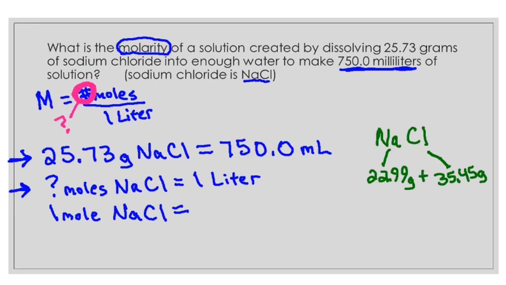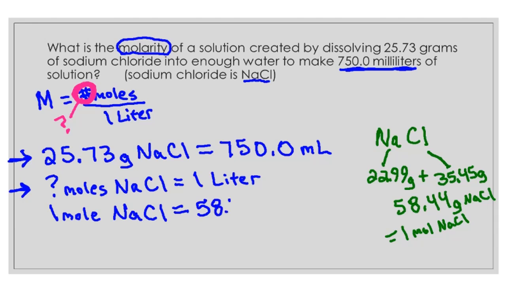So now we need to add these together. So 22.99 plus 35.45 equals 58.44 grams of sodium chloride equals 1 mole of sodium chloride. So let's put that in our data table. So we have the 1 mole of sodium chloride already written out. So that equals 58.44 grams of sodium chloride.